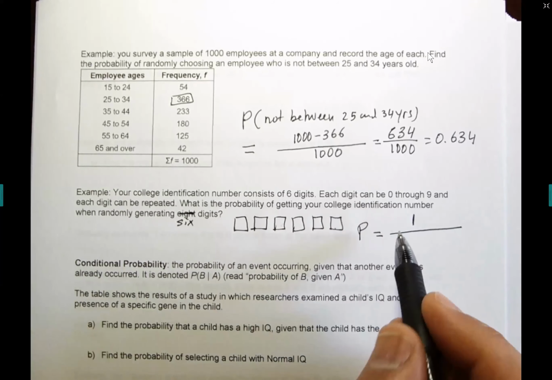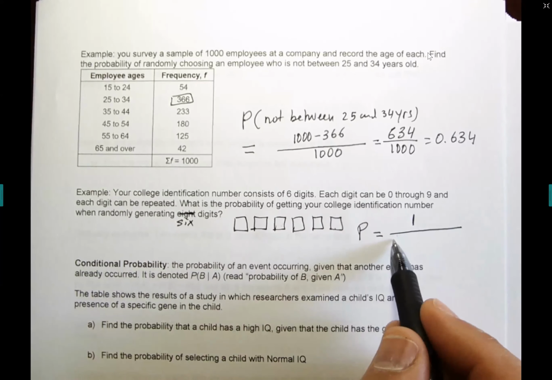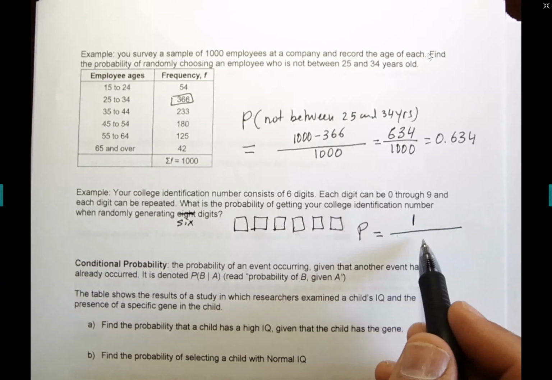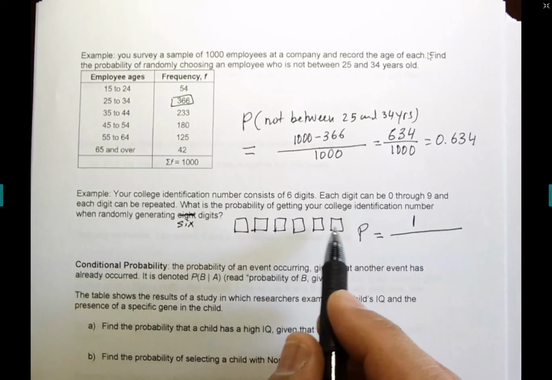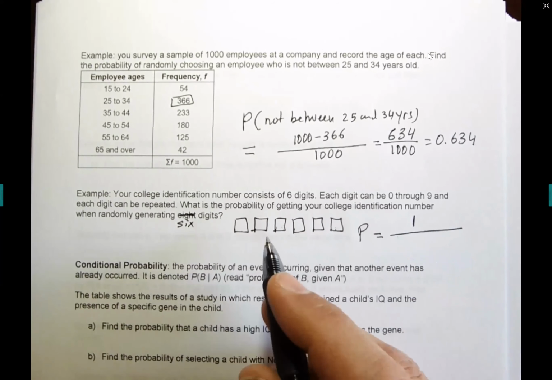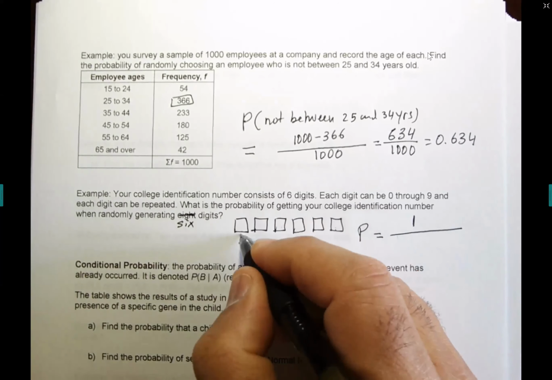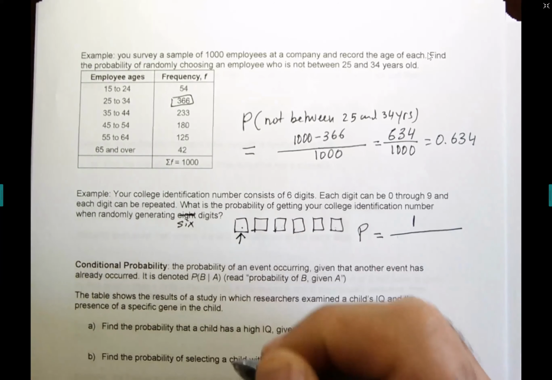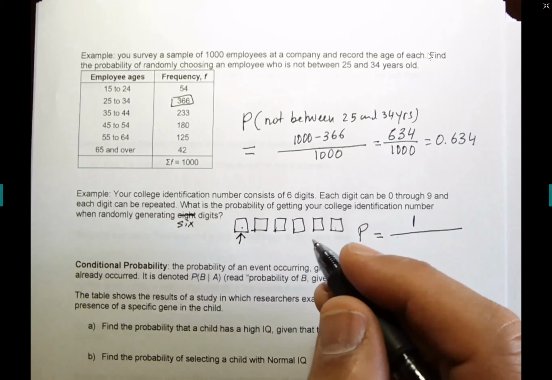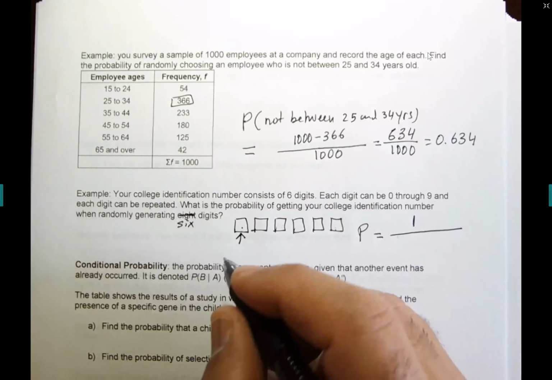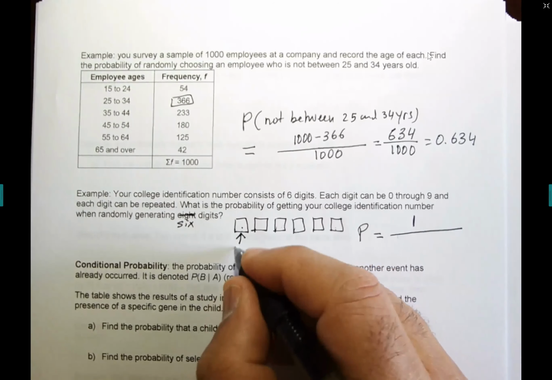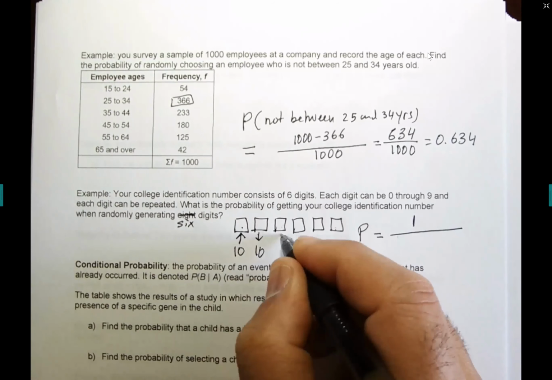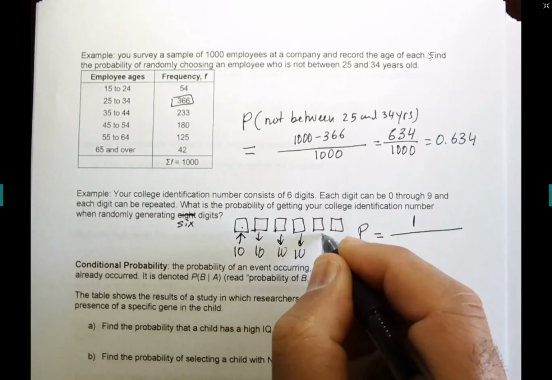Now I need you to help me figure out what are the possible numbers of IDs that the college can generate here. He said that the ID can be 6 digits and the digits can be anywhere from 0 to 9. So how many choices do we have for this digit here, from 0 to 9? How many choices are there? Like 10? 10. Do you guys understand why 10? Because the 0 is included. So that's 0, 1, 2, 3, 4, 5, 6, 7, 8, 9. So 10. Same thing here, 10, 10, 10, and 10.